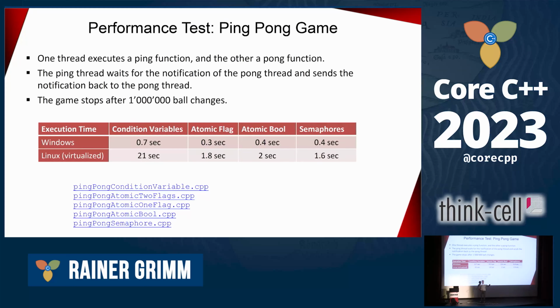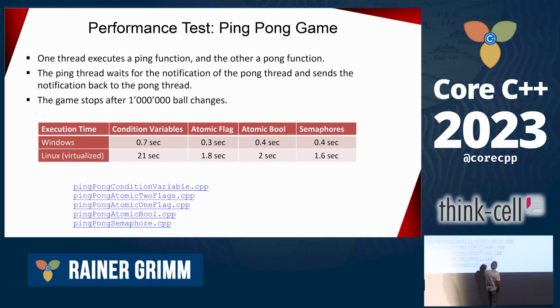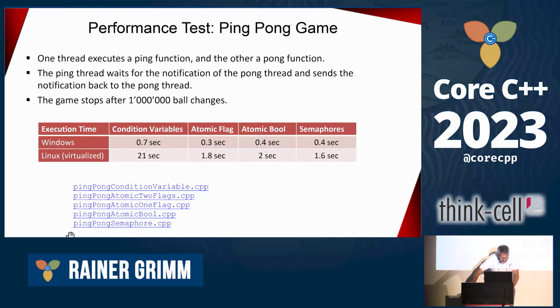I have two threads, forwards, backwards notifications. How often? Let me see. 1 million times. So I have a ping pong game, and I exchange the ball 1 million times. And I do it with condition variables, atomic flags, and also one atomic flag, with atomic Boolean and a semaphore. Okay, let me show you the different implementations.